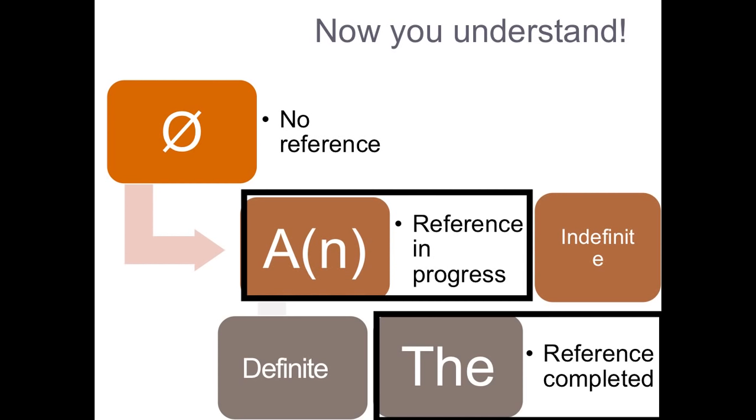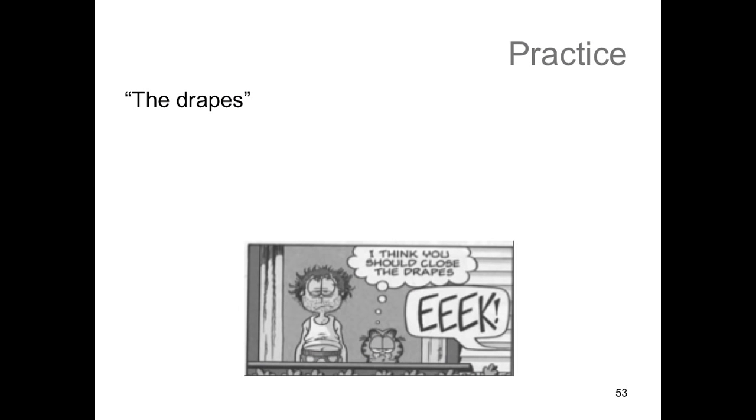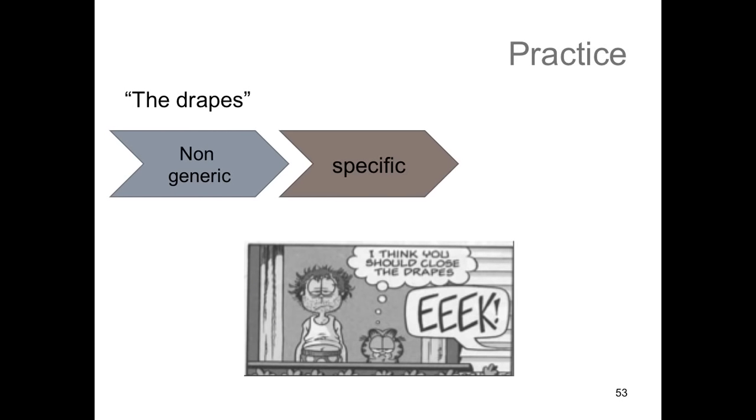We say aboutie in French. We can identify the referent, which does not mean we can give its name, just that we know what or who we're talking about. If we take a look at some examples, it might be clearer. For example, the drapes in this little cartoon is a non-generic, specific, and definite reference. The reference is built. The drapes are identified. Nobody is going to ask, what drapes? We see them in the picture.